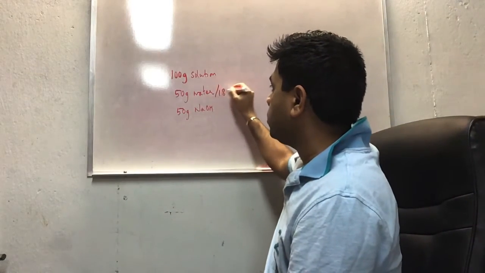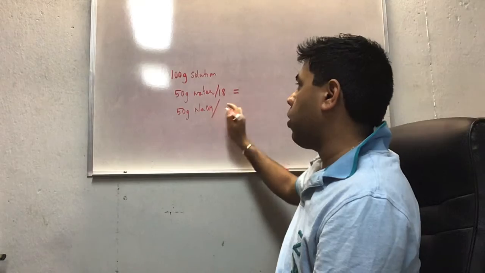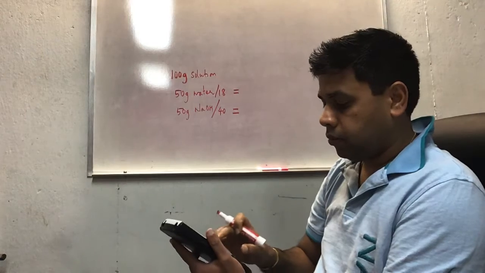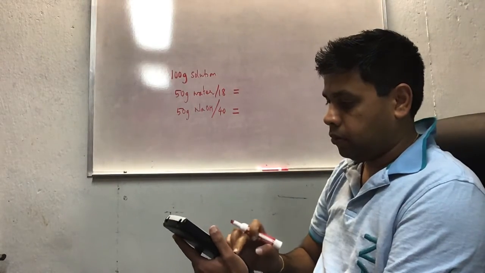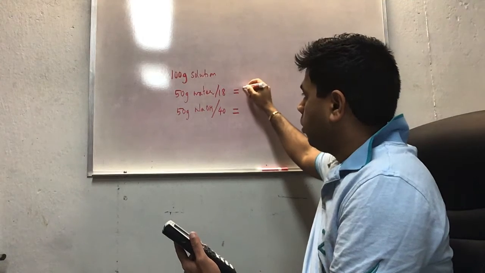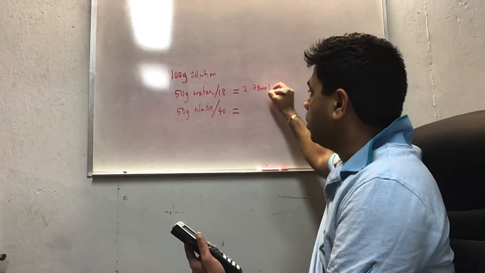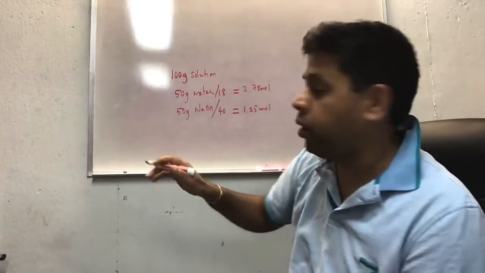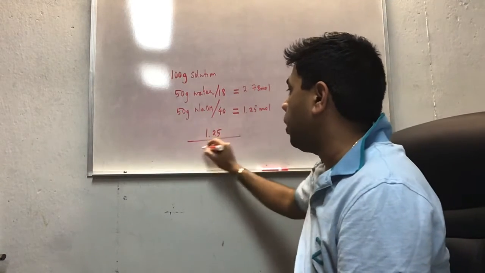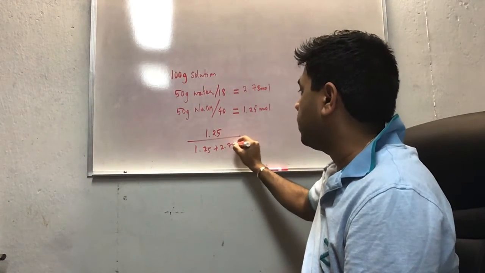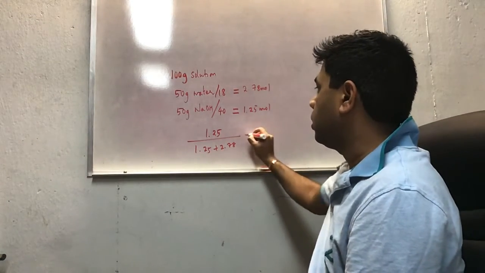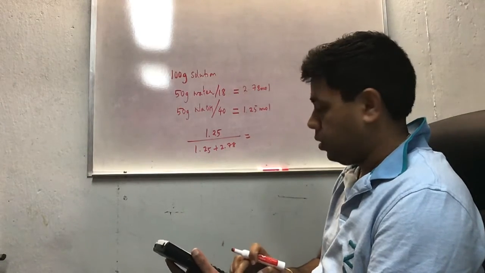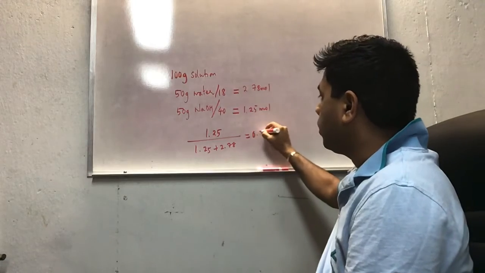So divide by 18 for the moles, divide by 23, 16, 40. Tell me the moles for 50 divided by 18 for water. 2.78 moles for water. Okay, 1.25 moles for sodium hydroxide. So what's the mole fraction of sodium hydroxide? 1.25 divided by 1.25 plus 2.78, times 100, or that fraction. So 0.31.